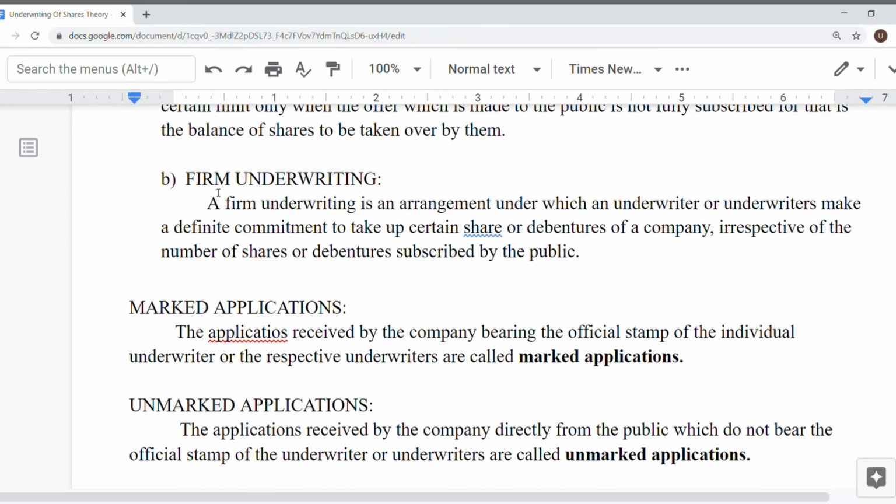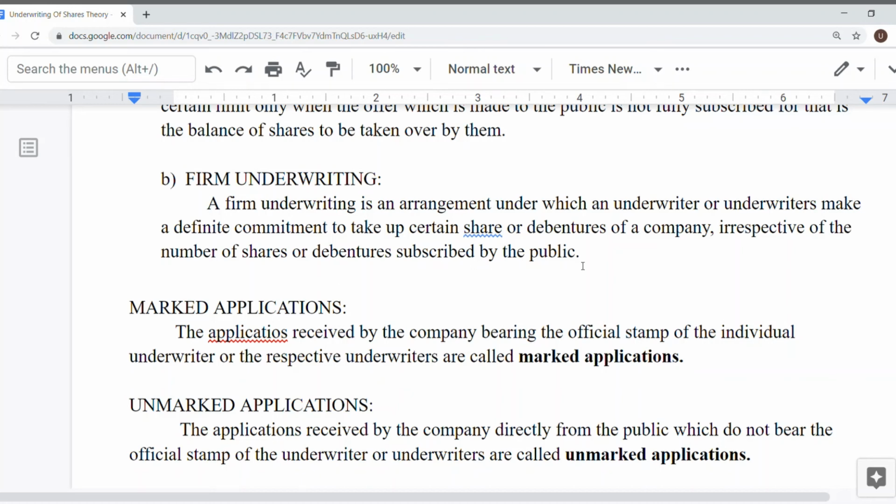Then firm underwriting, this is very important. Okay, firm underwriting, we have sums in firm underwriting. A firm underwriting is an arrangement under which an underwriter or underwriters make a definite commitment to take up certain shares or debentures of a company, irrespective of the number of shares or debentures subscribed by the public.